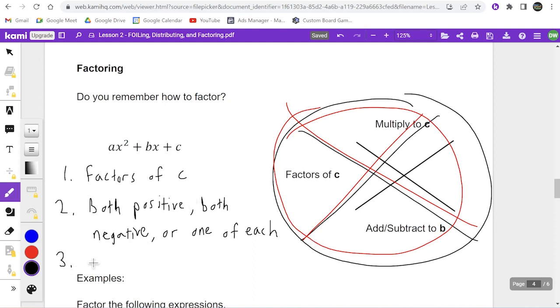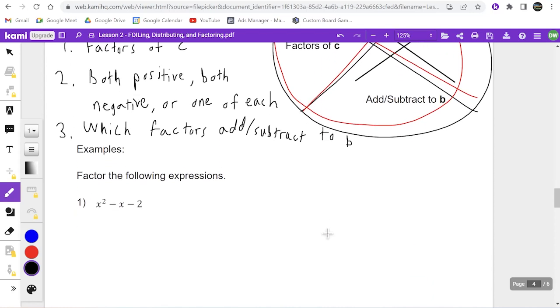And then step 3, you have to figure out which factors from step 1 add or subtract, depending on what you have, to B, the middle term. So notice step 1 is all about C, step 2 is all about the pluses and minus signs that you have, and then step 3 is all about the B term in the middle. And again, we're going to be doing a bunch of example problems right now with that. Let's go ahead and look at one.